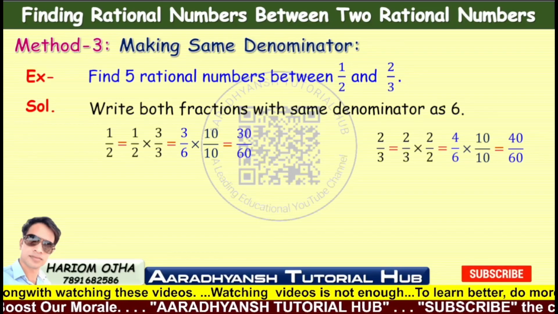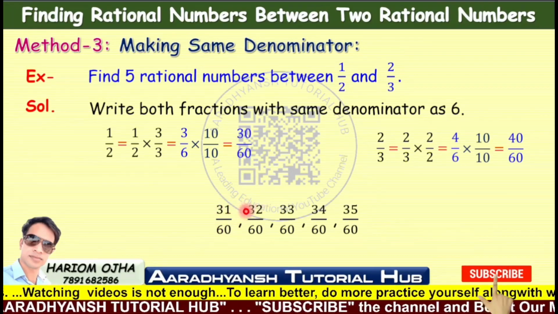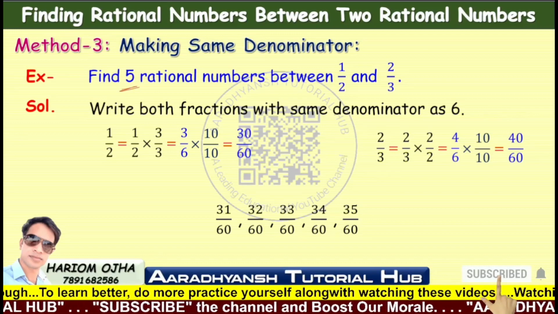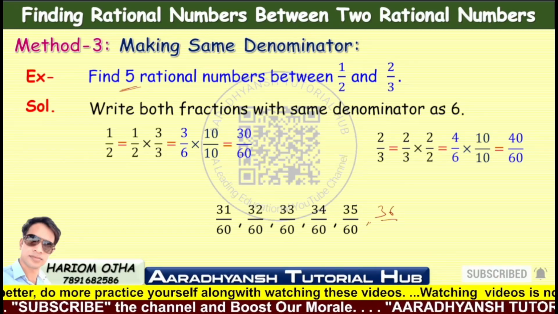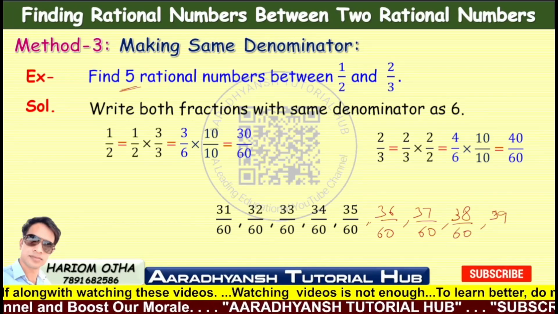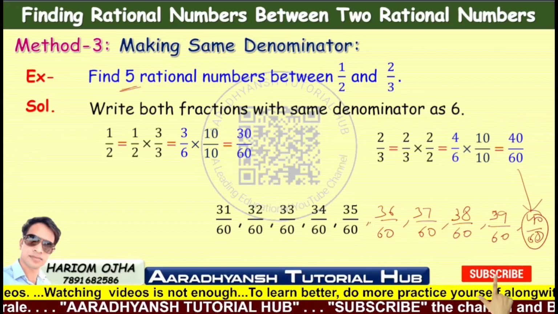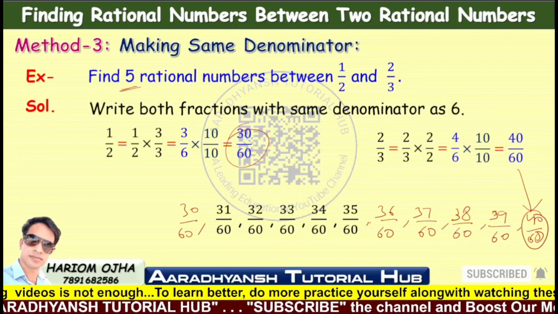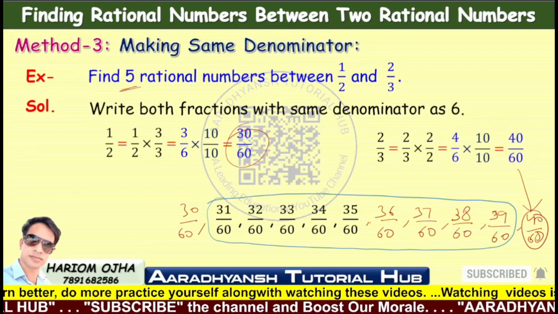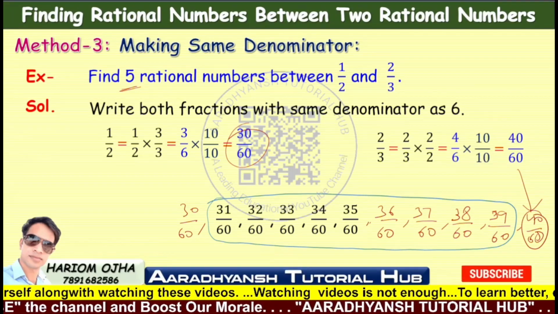So it is easy to find more fractions between 30 over 60 and 40 over 60. These are 31 over 60, 32 over 60, 33 over 60, 34 over 60, 35 over 60. You can find more. Here we have to find 5, but you can find more rational numbers: 36 over 60, 37 over 60, 38 over 60, and 39 over 60. 40 over 60 is the number here, and 30 over 60 is here. So these are numbers that are falling between 30 over 60 and 40 over 60. You can write any 5 rational numbers. Okay, students, so this was the third method to find rational numbers between two rational numbers. I hope you have learned very well about all these 3 types of method.